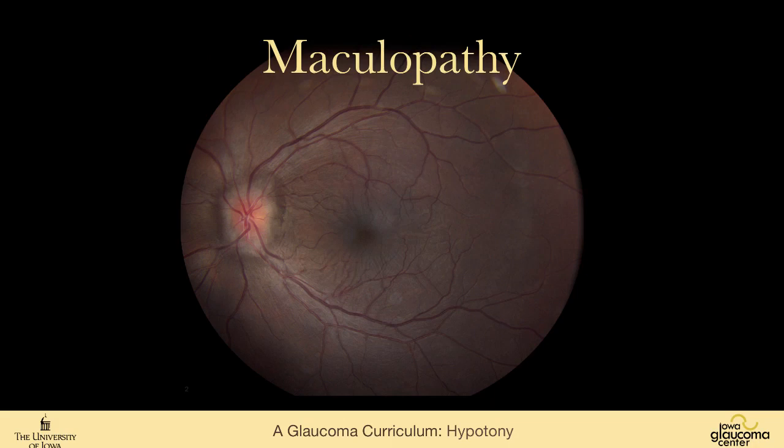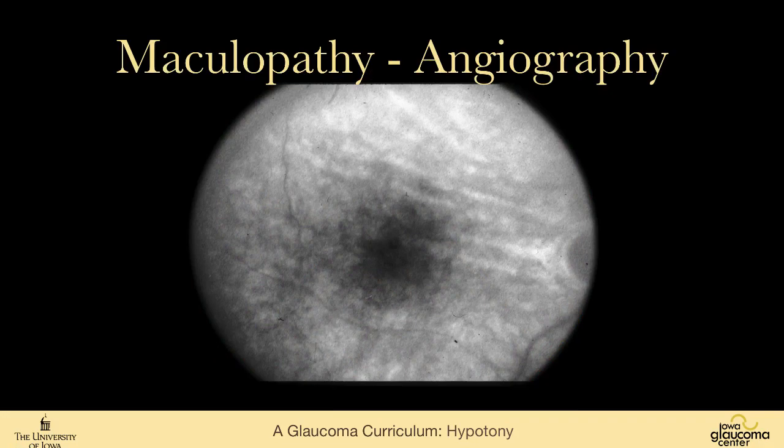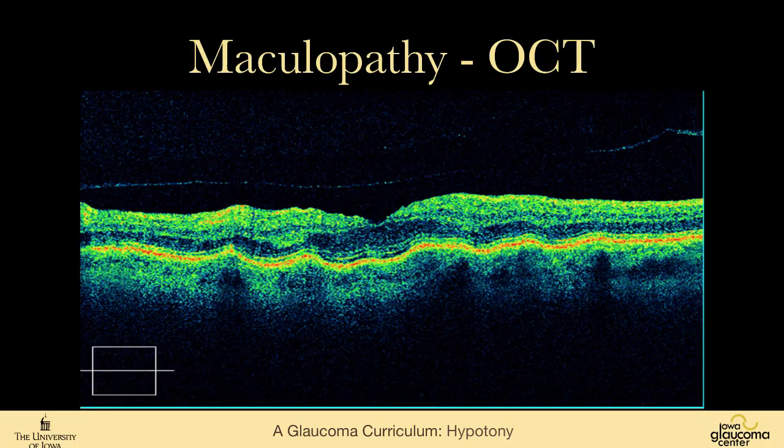One can get hypotony maculopathy, particularly in young individuals. It seems that choroidal effusions are more common in older individuals and hypotony maculopathy more common in younger individuals. You can see all of these folds in the macula. Just another example of maculopathy, and on angiography showing the folds in the macula, and also on OCT.